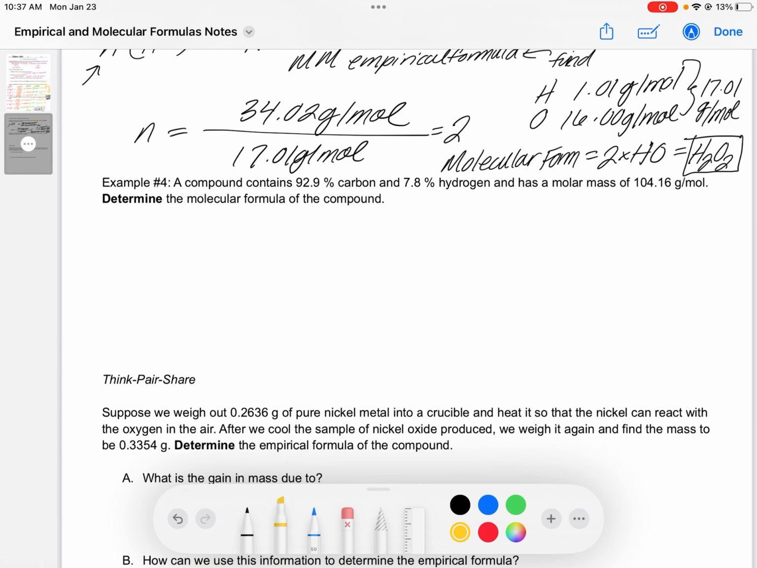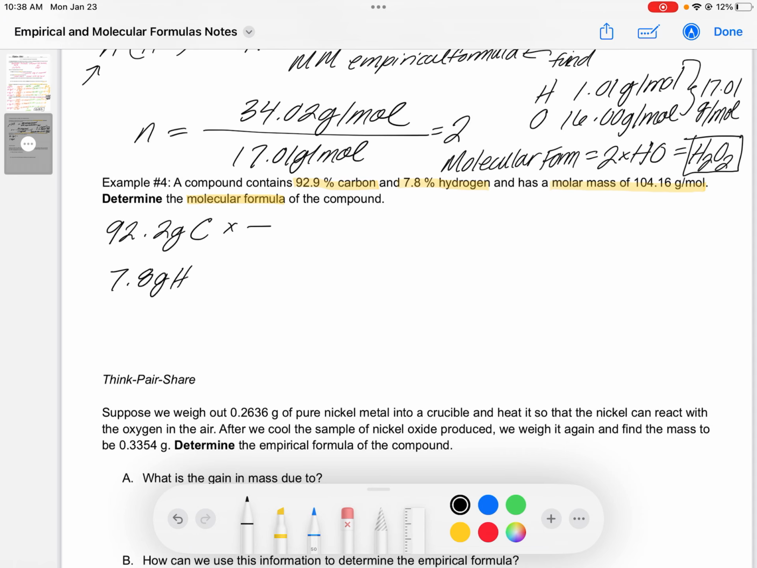A compound contains 92.9% carbon and 7.8% hydrogen and has a molar mass of 104.16 grams per mole. We need to determine the molecular formula. So we've been given that we have 2 elements, we know their percentages, and we know the molar mass of this compound. First step is to write down each of the percentages as grams. So you have 92.2% carbon, or 92.2 grams of carbon, and 7.8 grams of hydrogen.